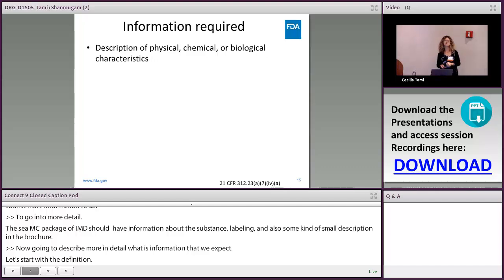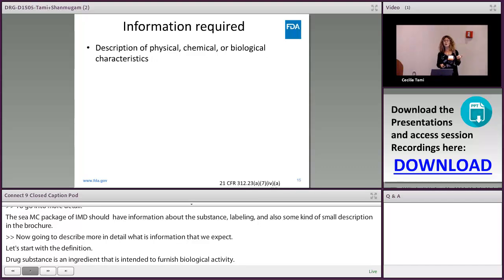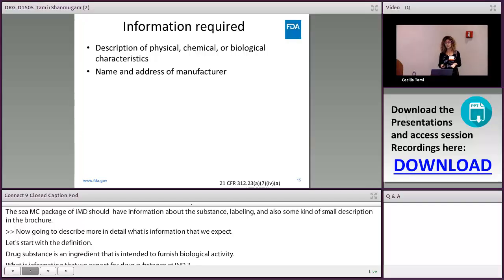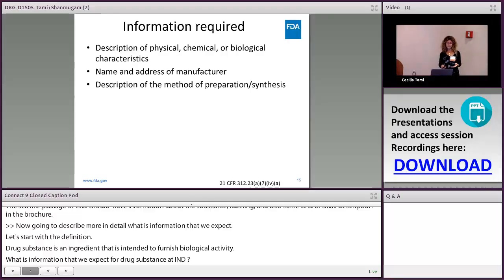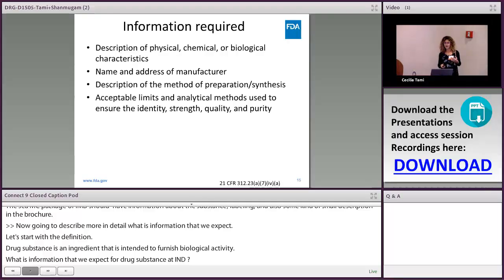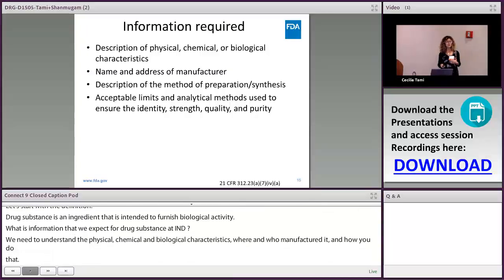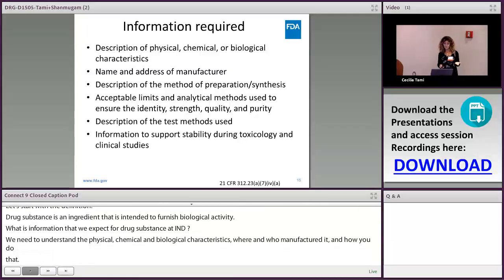What is the information that we expect for drug substance in your IND? We need to understand what are the physical, chemical, and biological characteristics of your drug substance, where and who manufactured it, and how you do that, how you control for the characteristics of your drug substance, what are the methods you use, what are the limits you are going to use. And then information to support that your product is going to remain stable for the duration of the clinical studies.